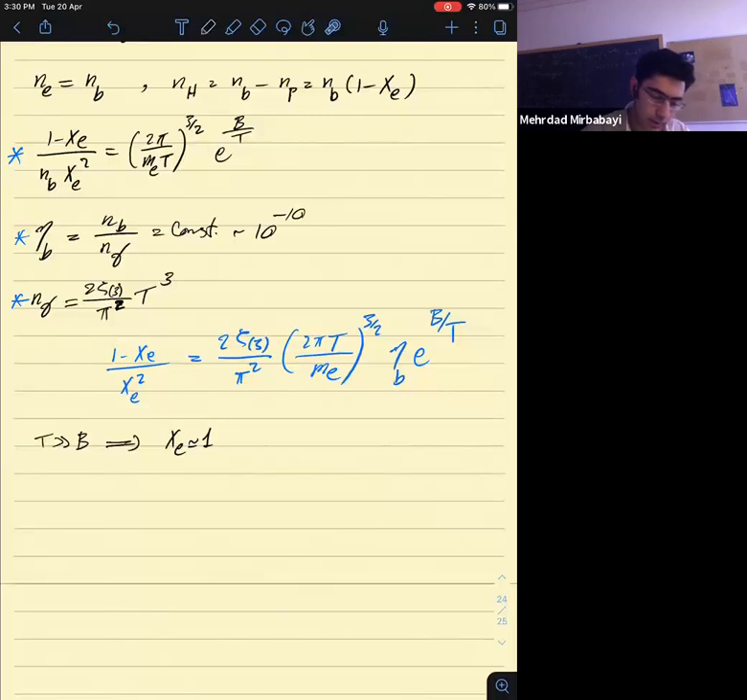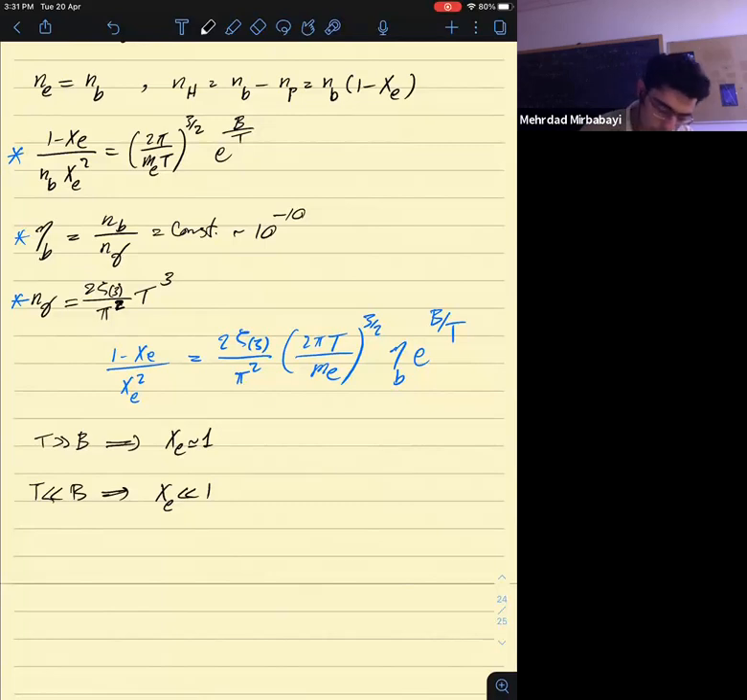Now, as temperature falls, this exponential matters. With Xe close to 1, this ratio is very small, close to 0, and the smallness comes from the fact that eta_b is extremely small in this equation. Remember, eta_b is of order 10 to the minus 10, and when T is much larger than B, the exponential is not very big, it's of order 1. On the other hand, when temperature becomes much smaller than B, the exponential becomes big and compensates for the small eta_b. At that point this ratio becomes big, which means that Xe becomes much less than 1.